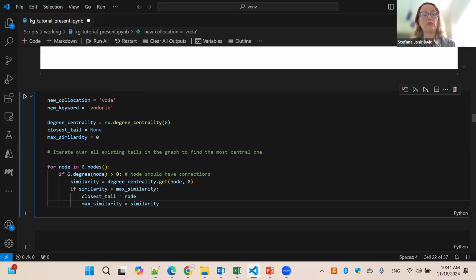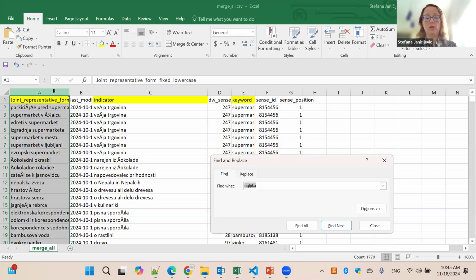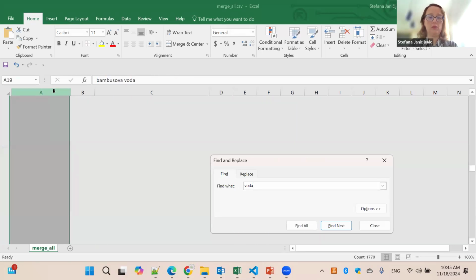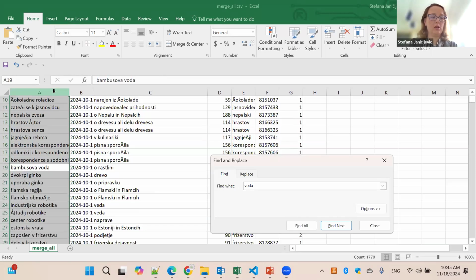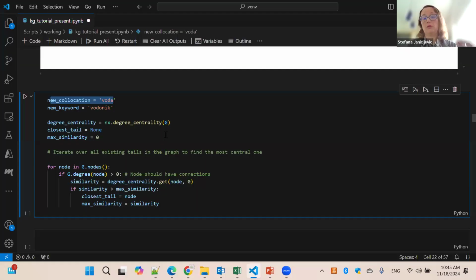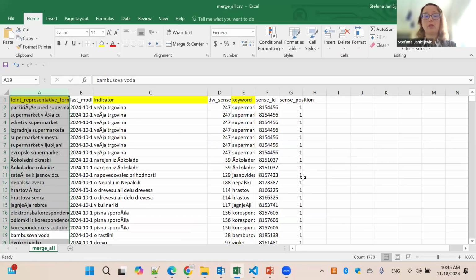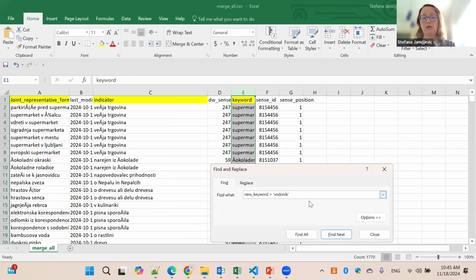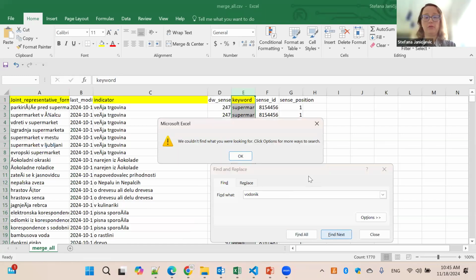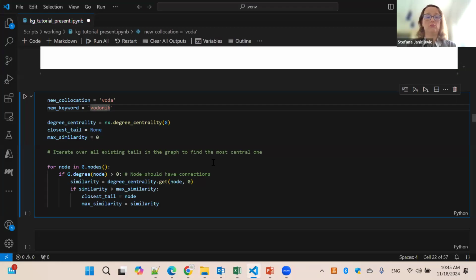So we have degree centrality, which I calculated again. We have the tail, which we said is the indicator of sense. And we have maximum similarity. So we want to find the new collocation voda, which is not existing here. You can also check just pure voda. You have bamboo voda, you have this wheat water. It's water, but pure water there is not. We have an assumption that it could be similar. We also add the keyword vodonic. There is no vodonic here. Vodonic is H in the periodic system of elements. So you are giving a new record, and you want to find a sense for it.